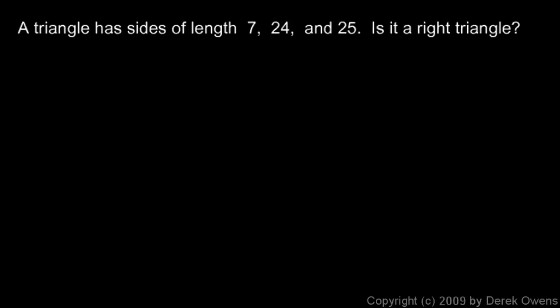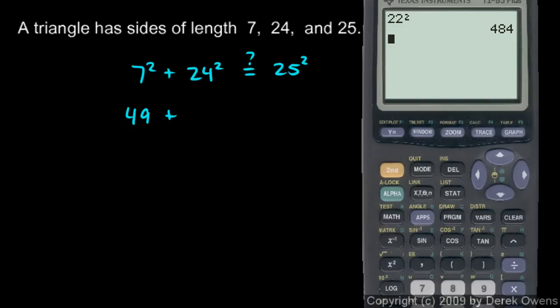And here's one more. A triangle has sides of length 7, 24, and 25. We want to know, is it a right triangle? So we're going to say 7 squared plus 24 squared, does that equal 25 squared? Well, 7 squared is 49. 24 squared, let me compute that, 24 squared is 576.